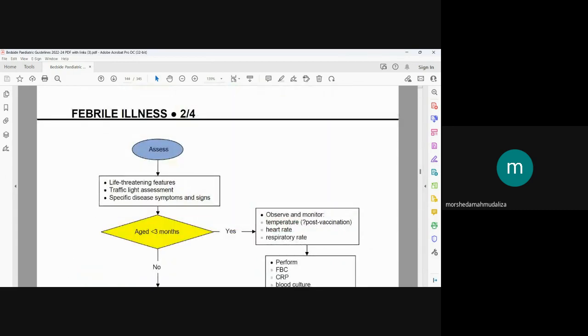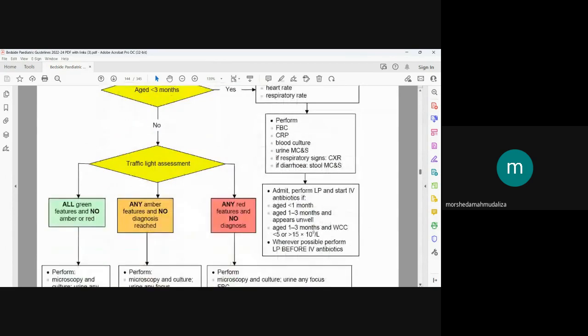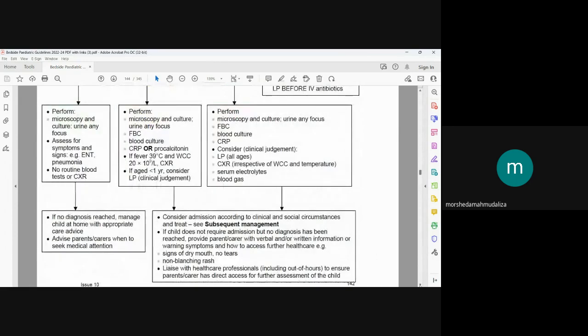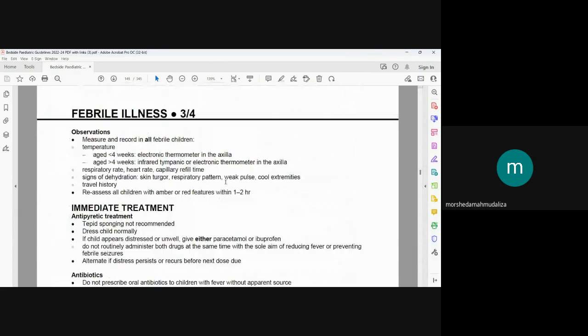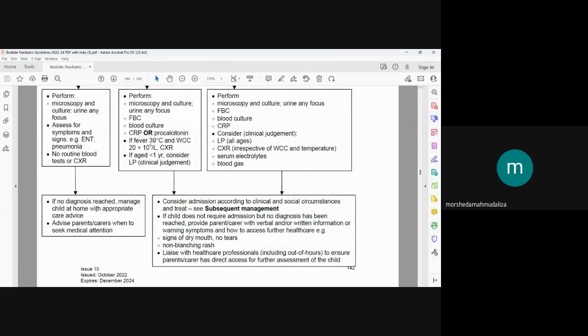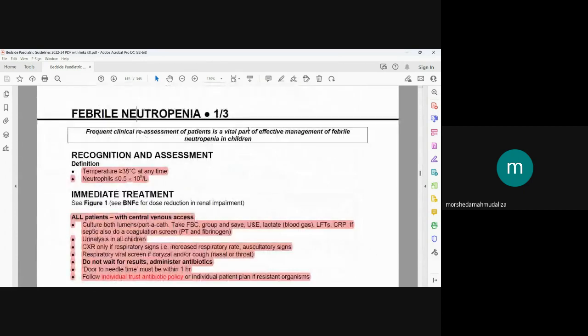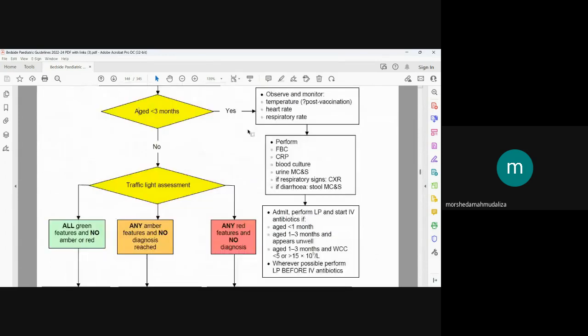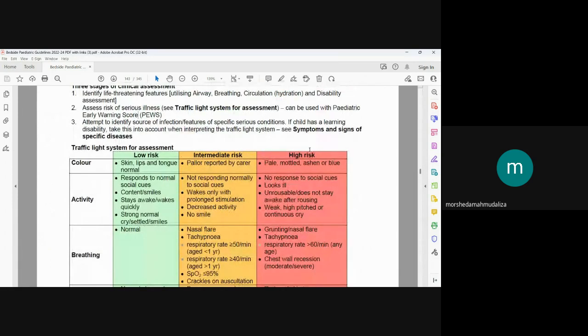Okay. And if you go through the traffic light system, then you will see whether you have to give antibiotics or not. You don't actually have to give antibiotics. It says here, if no diagnosis, manage the child at home with appropriate care advice. For a lower urinary tract infection, you have to give oral antibiotics, not IV antibiotics, because the child does not fulfill the criteria of intermediate risk. It is not less than 3 months but 3 to 11 months. If you go through the guideline properly, you will see the child has no features of intermediate or higher risk. So the child is low risk. In that case, you can give oral antibiotics or not, but it is not a must to admit.